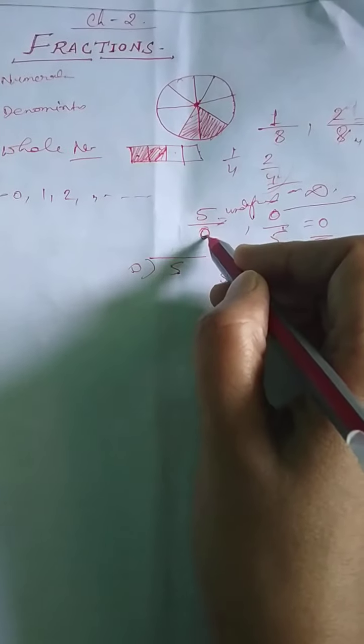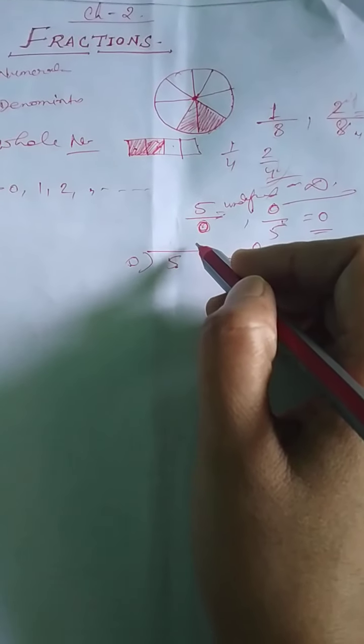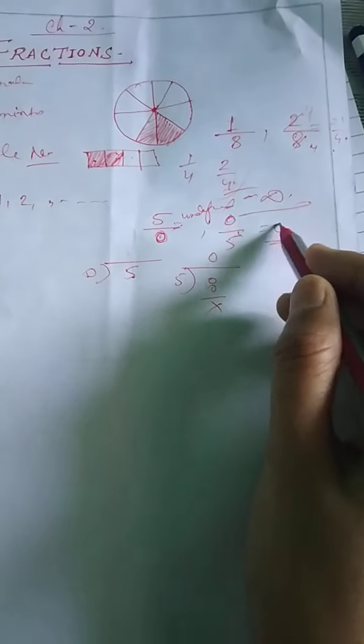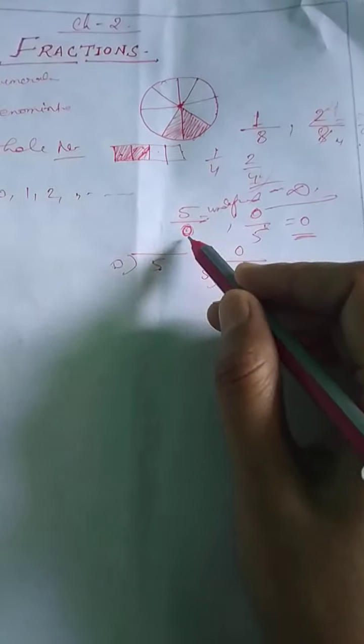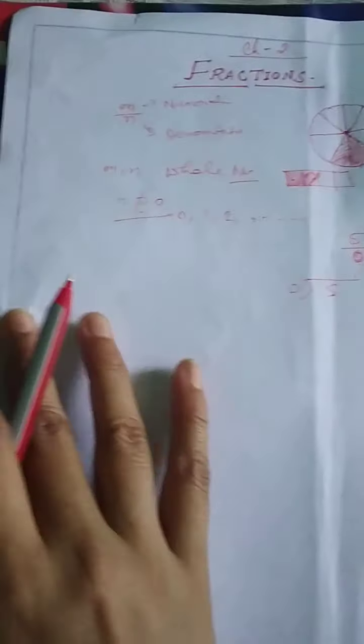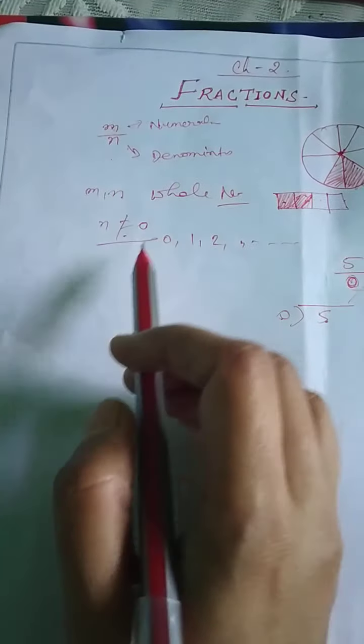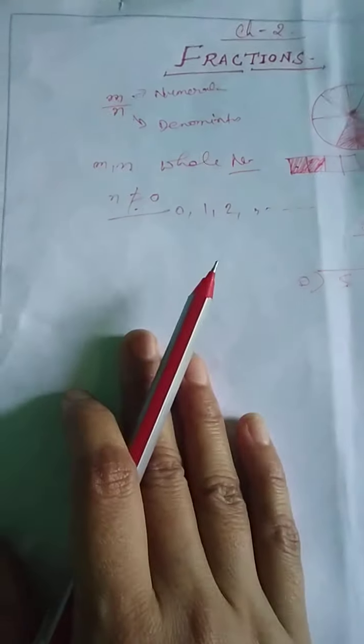So 0 will never be in the denominator because 0 cannot divide any number. But any number can divide 0. We will get the answer 0 only. So 0 will never be in the denominator. That is why it is written that the fraction is in this form m by n, but n will never be equal to 0. I hope you have understood.